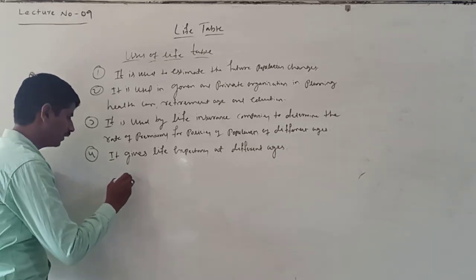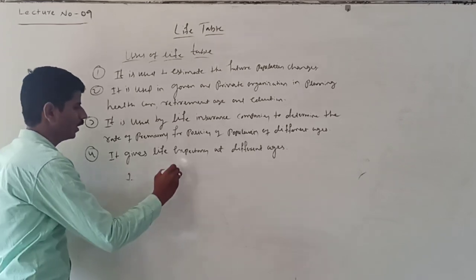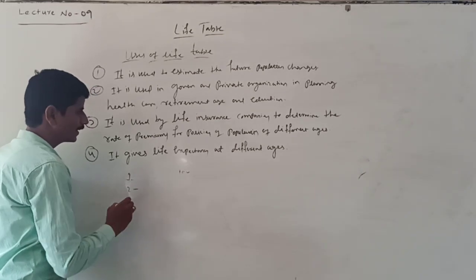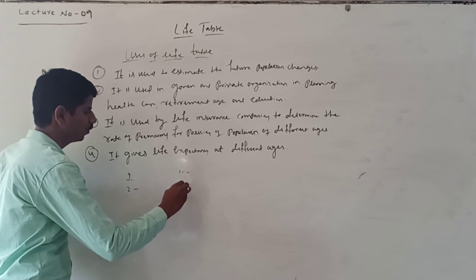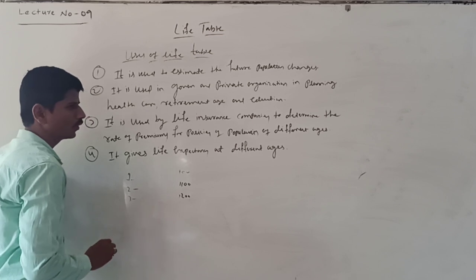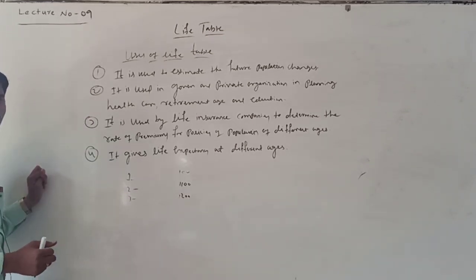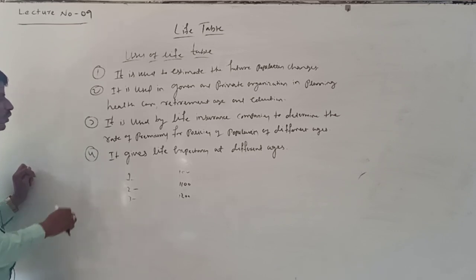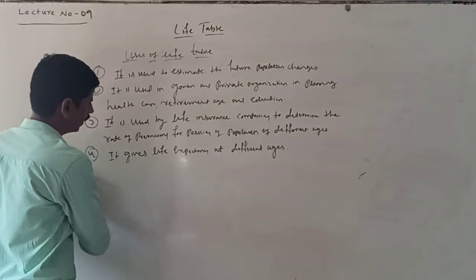For example, here year is 1, premium is 1000. The second age is 2, the premium is 1100. Third year it is 1200, and so on. Here you have to calculate the rate of premiums for policies at different ages. The last use is it gives life expectancy at different ages. These are the uses of life table. It is very important. Any two uses of life table.